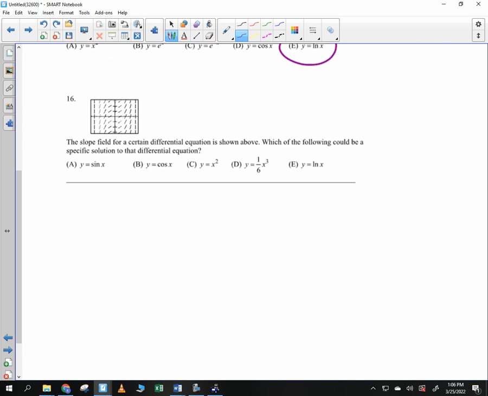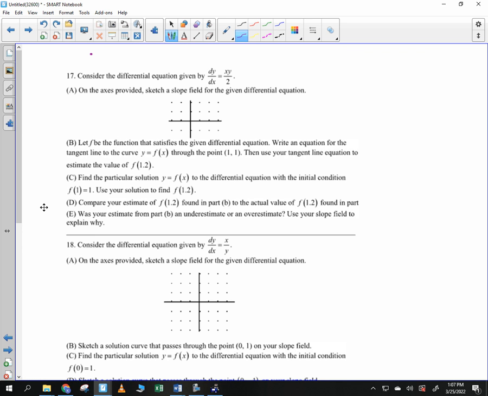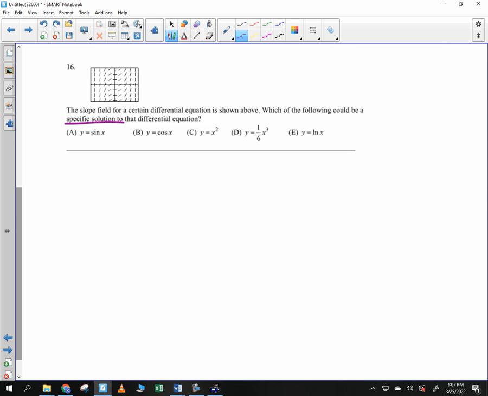Look at the next one. It says a slope field for a certain differential equation is shown above. What could be the specific solution? So the specific solution is the graph that fits. Go ahead, take 15, 20 seconds, see if you can come up with one that works. Make a guess. Go. Five, four, three, two, one. What'd you get? Yeah, very good.